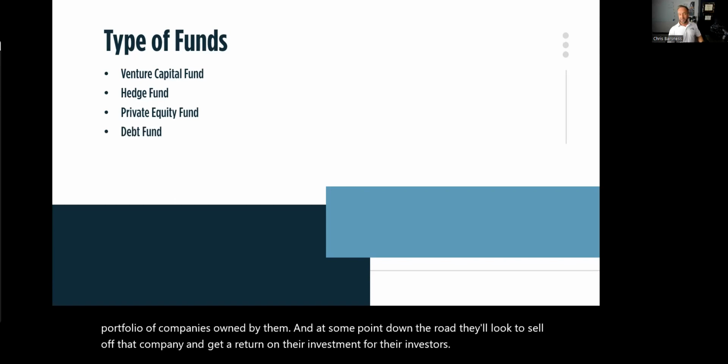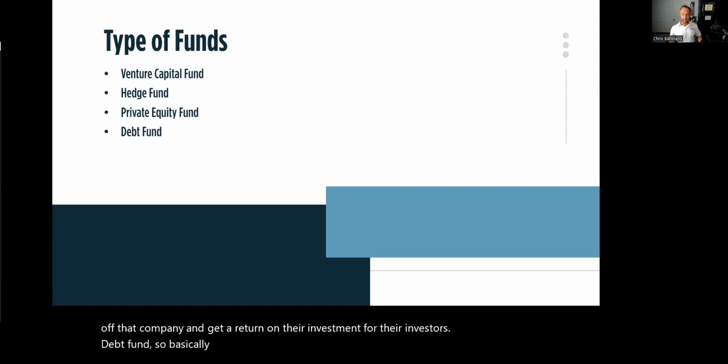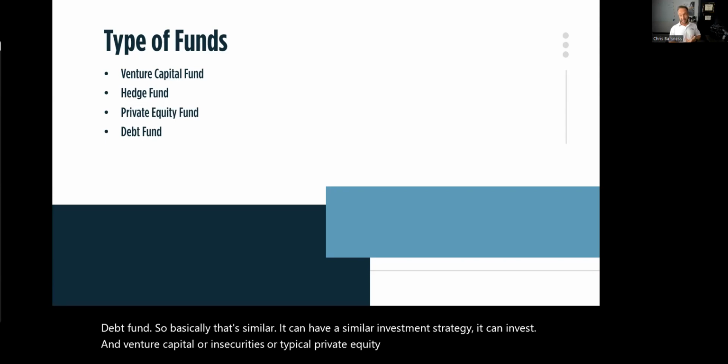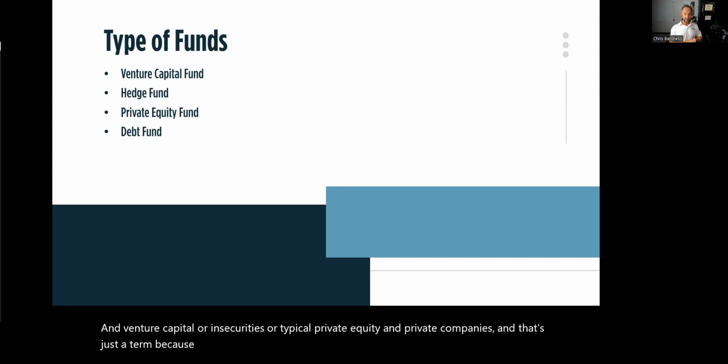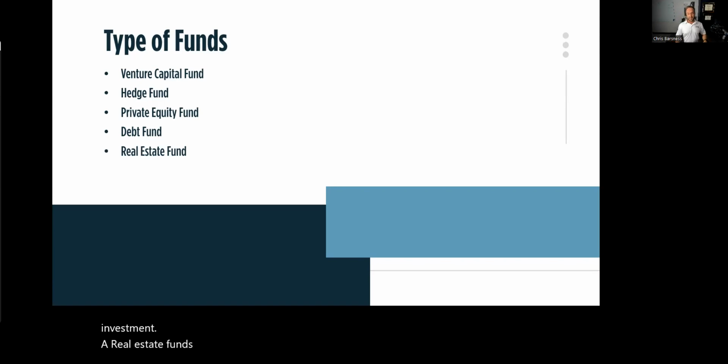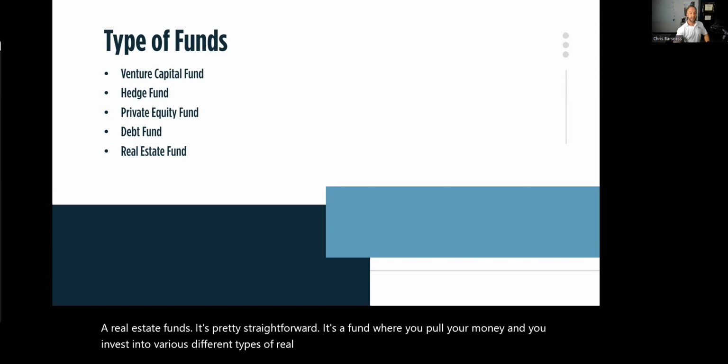Debt fund. So basically, that's similar. It can have a similar investment strategy. It can invest in venture capital or in securities or typical private equity in private companies. That's just a term because basically they're doing debt investment versus other types of equity investment. A real estate fund, it's pretty straightforward. It's a fund where you pool your money and you invest into various different types of real estate assets.